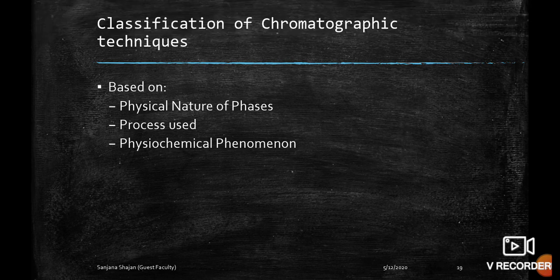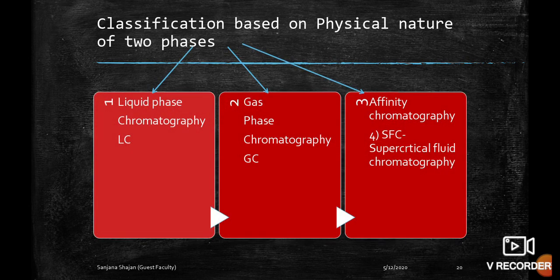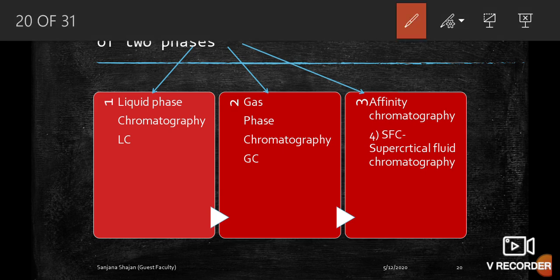So the classification of chromatographic techniques is based on three things: the physical nature of the phases, the different processes used, and also the physicochemical phenomenon. Now going into the classification based on the physical nature of the two phases. Just to recap, those two phases are the stationary phase and the mobile phase. They're classified into three.